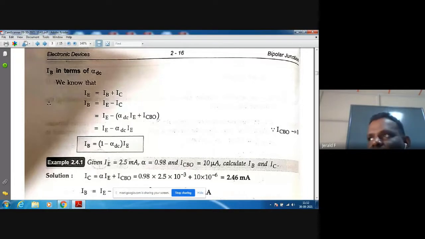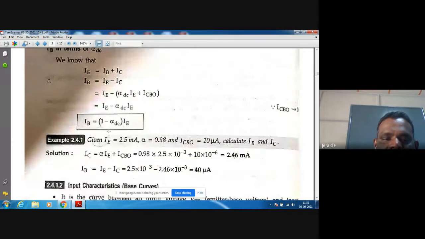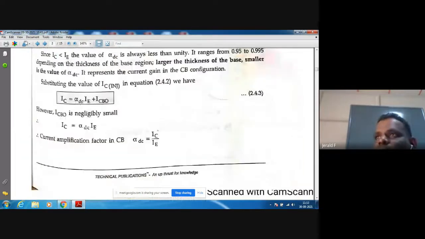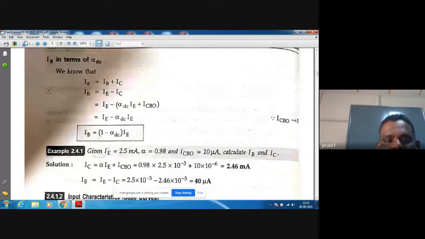What is IC? Alpha DC into IE. So finally we substitute the value: IB is IE minus alpha DC into IE. IE you can take outside as common. So the base current is 1 minus alpha DC into IE. Now what is the IC current? IC current is equal to alpha DC into IE plus ICBO. IE current is equal to IB plus IC, and IB is equal to 1 minus alpha DC into IE. So three values can be calculated: first the collector current, next the emitter current, and finally the base current.